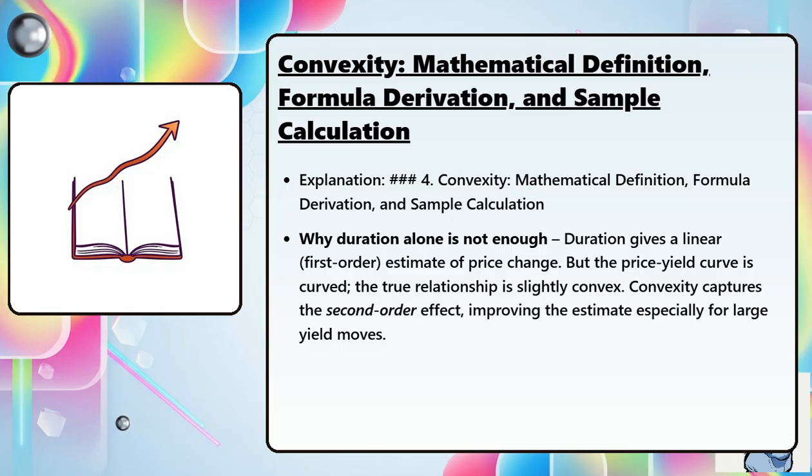Why duration alone is not enough. Duration gives a linear first-order estimate of price change, but the price-yield curve is curved. The true relationship is slightly convex. Convexity captures the second-order effect, improving the estimate especially for large yield moves.